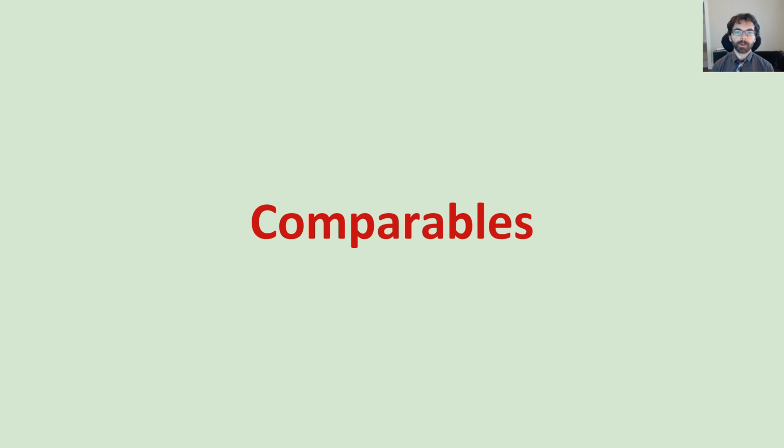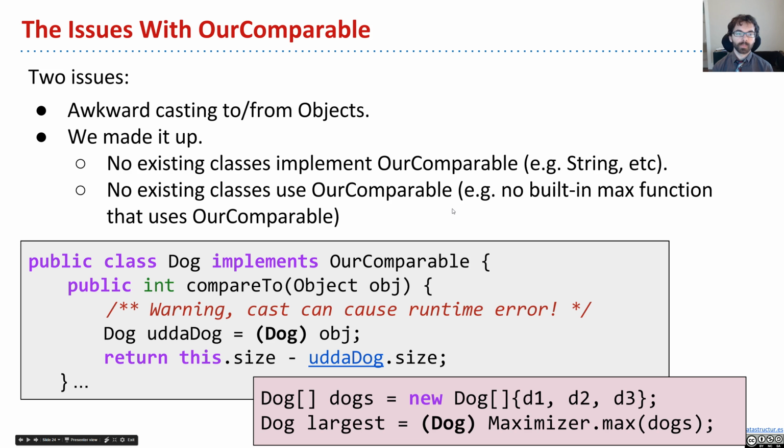While the AreComparable approach will certainly work, it has a number of limitations, which we'll detail now and fix using something known as a Comparable. So there's two big issues with AreComparable. One is it requires us to do this awkward casting to and from the Object class. So for example, in the compareTo method, which takes an Object, we have to cast that to a Dog before we can compare sizes.